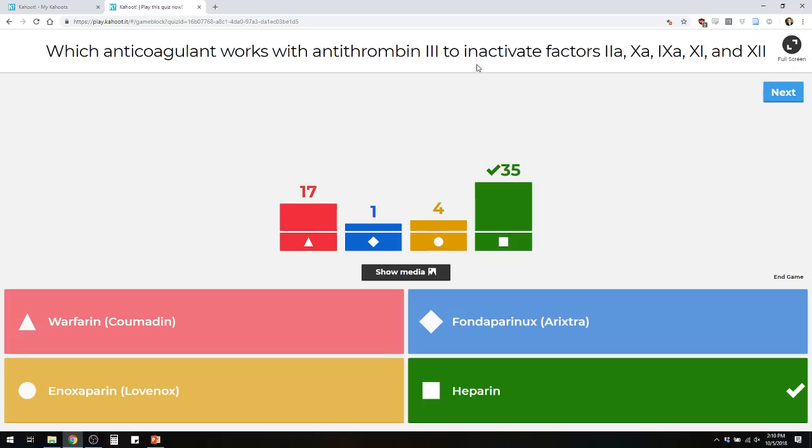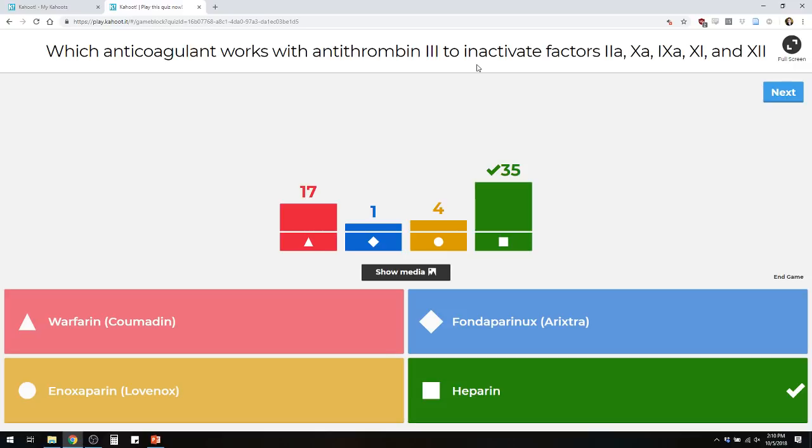In this case, warfarin works primarily on what? 2, 7, 9, and 10. Those are mainly produced in the liver, so you see a little bit different effects there. Fondaparinux works only on what? It has an X in it, so you want to think X. 10, right? So that's going to be specifically a 10A inhibitor. So that would not be the case.